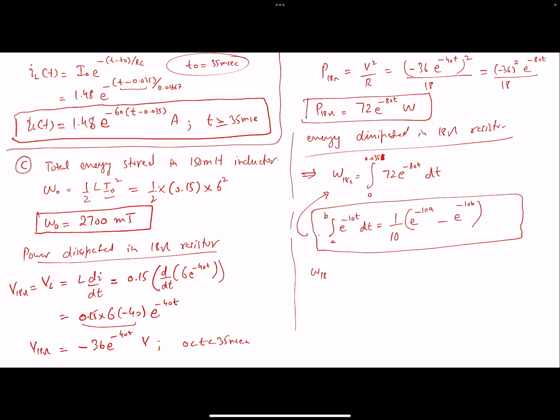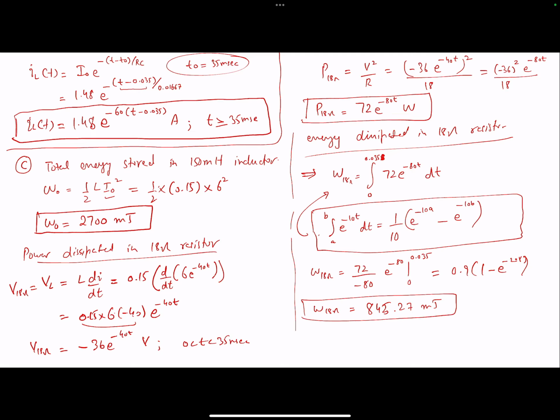So the energy that gets dissipated over here should be equal to 72 over 80, and again I can apply e raised to power minus 80, from 0 to 0.035. And if you were to solve this, it is 0.91 minus e raised to power minus 2.8. If you were to solve this, it is going to come out to be 845.27 millijoules.